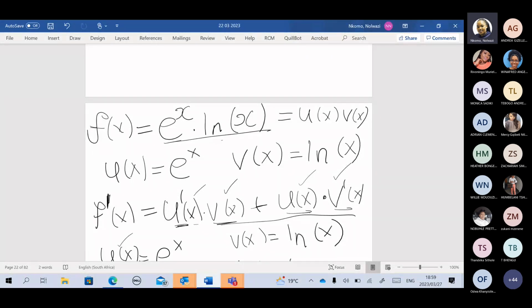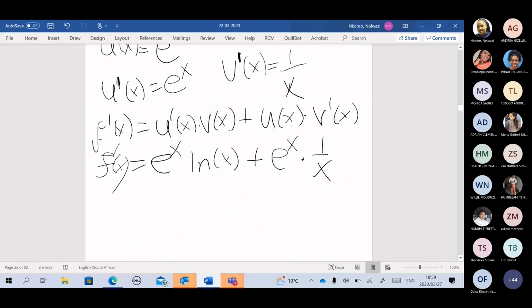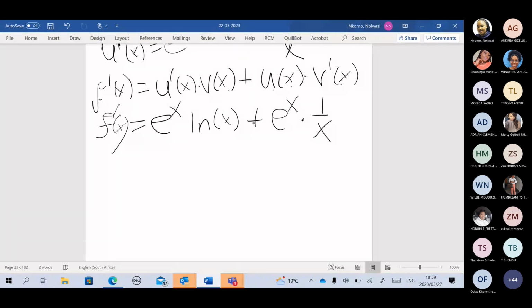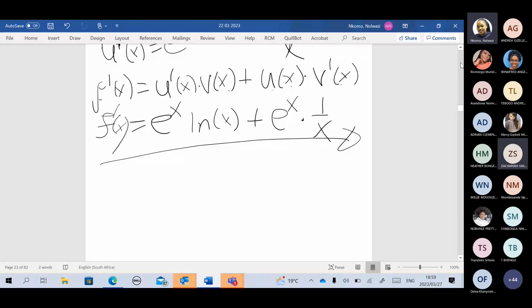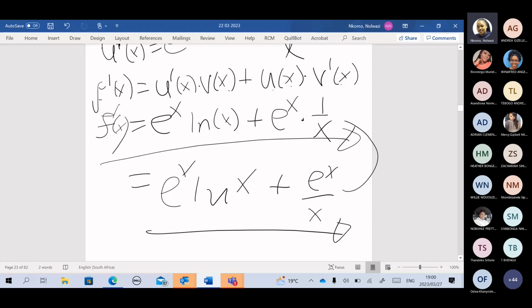Do we have questions? Yes, no. Okay. Would you leave that answer like that? Yeah, you can leave this answer like this or can write this as in e to the x ln x plus e to the x over x. You can leave it here or you leave it here. Depend on the options you have there on the multiple choice.